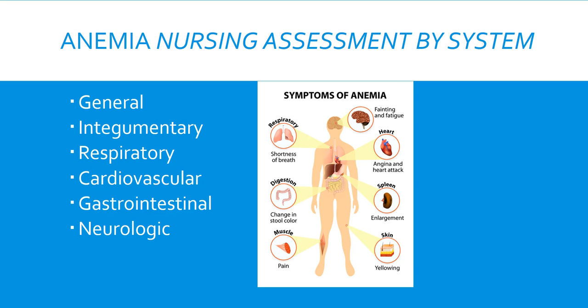For cardiovascular, again, your heart rate's going to go up just because it's trying to compensate. Gastrointestinal, they're actually going to look here because a lot of bleeding comes from the GI tract. So they might look in this area first just to see if there are any problems.